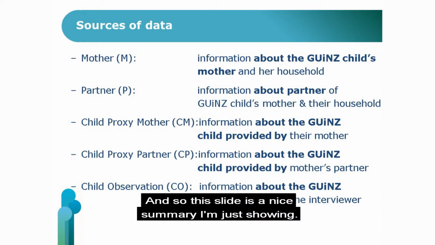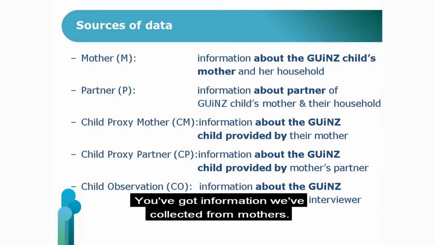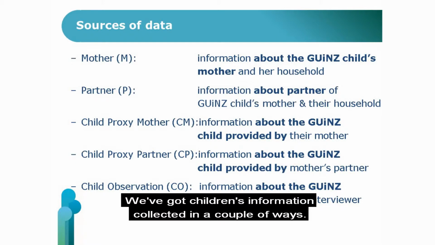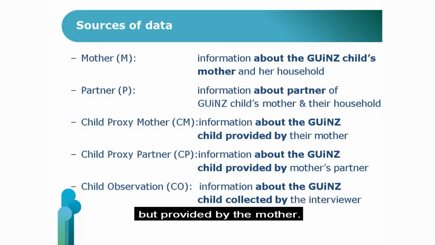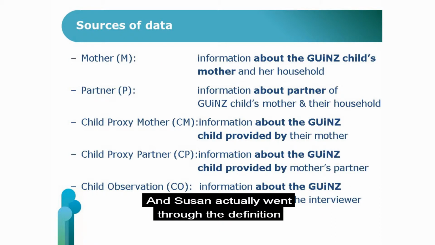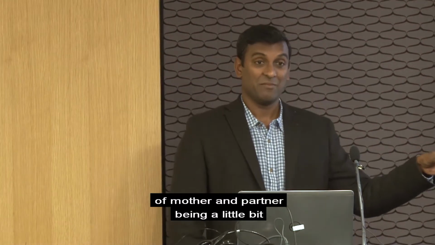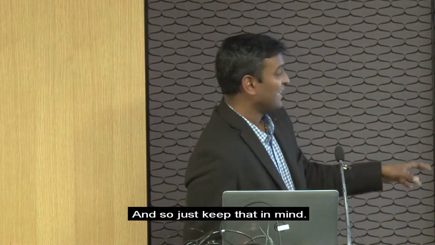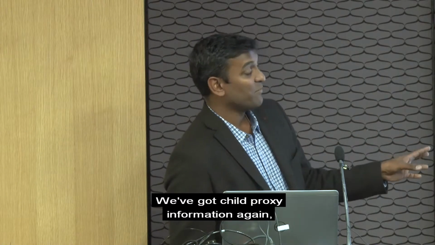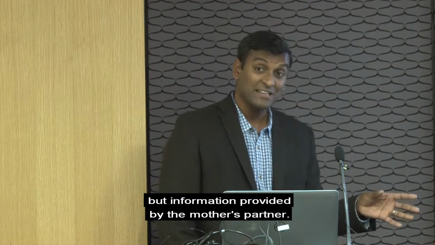We have collected a lot of information from a lot of different sources. This slide's a nice summary, showing we've got information we've collected from mothers, and information about partners. We've got children's information collected in a couple of ways. We've got child proxy information, so information about the Growing Up child, but provided by their mother. Susan went through the definition of mother and partner being a little bit separate from the primary caregiver, so just keep that in mind.